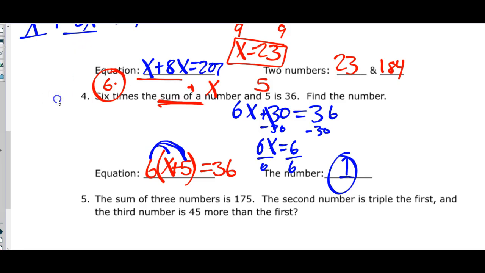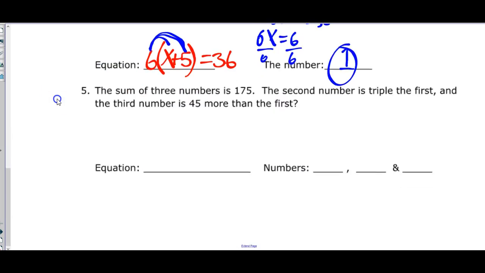I think we got one more of these. The sum of three numbers is 175. So blank plus blank plus blank equals 175. The second number is triple the first, and the third is 45 more than the first. I don't know anything about the first, so that becomes x.